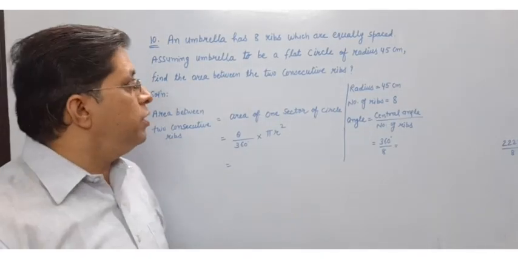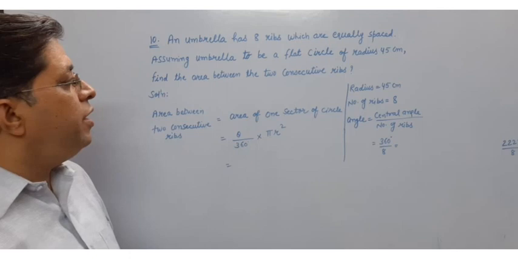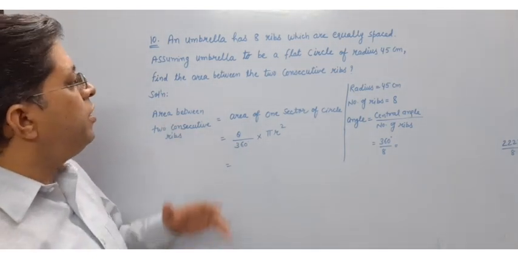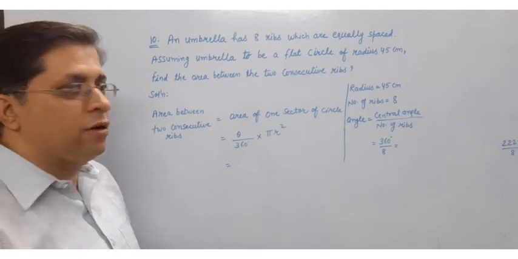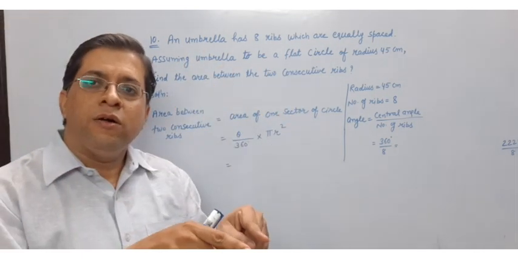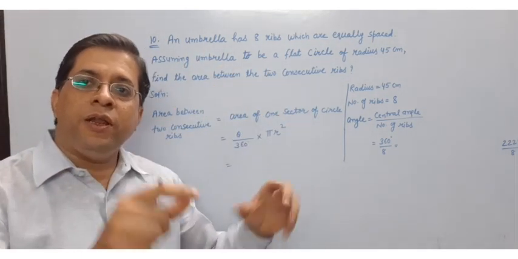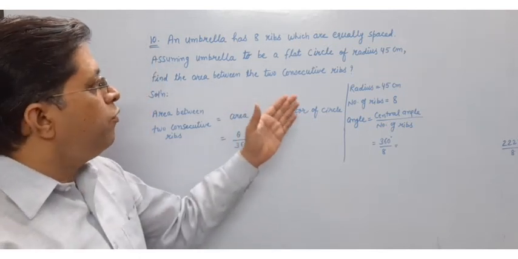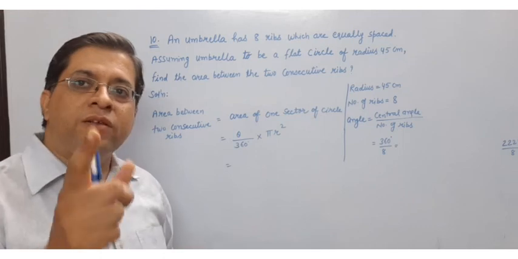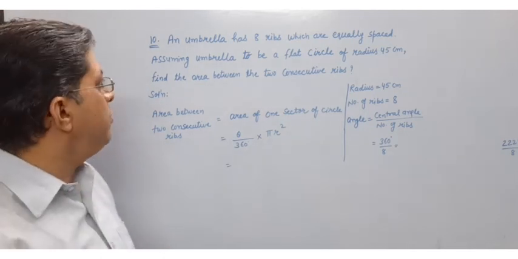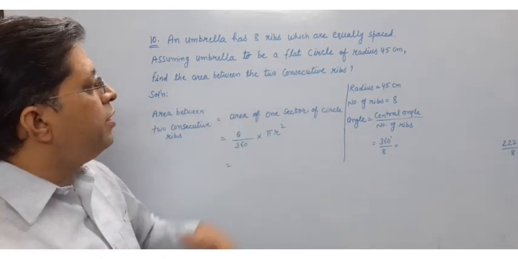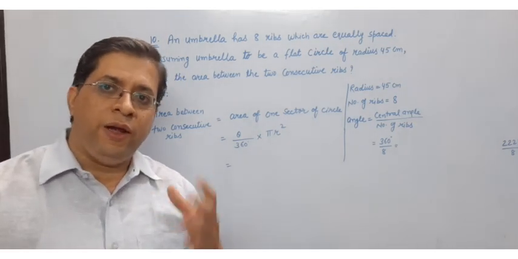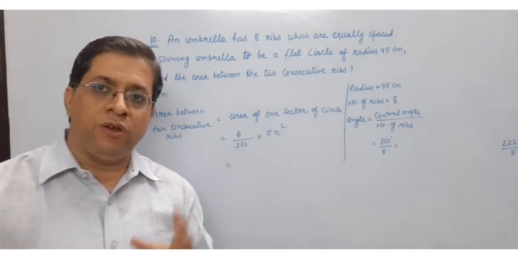Yes, the next question is, an umbrella has 8 ribs which are equally spaced. Assuming the umbrella to be a flat circle, and there are 8 ribs, of radius 45 centimeter. Radius is given to you, 45 centimeter. Find the area between two consecutive ribs. So we have to find the area between two consecutive ribs.